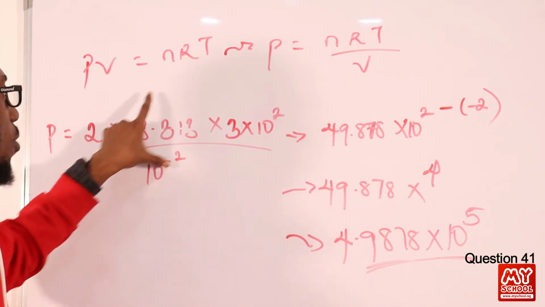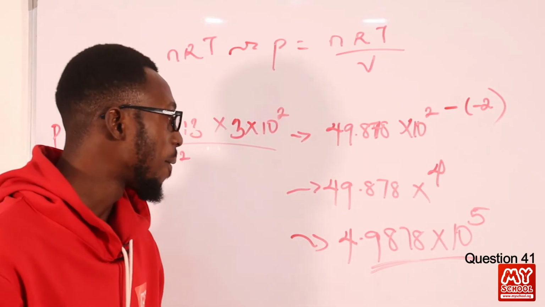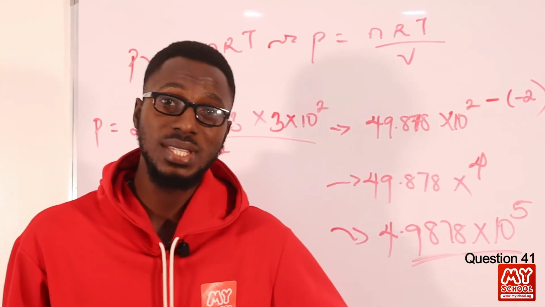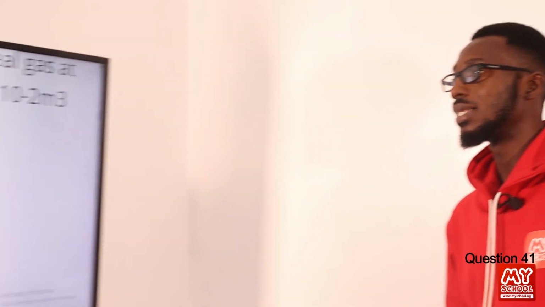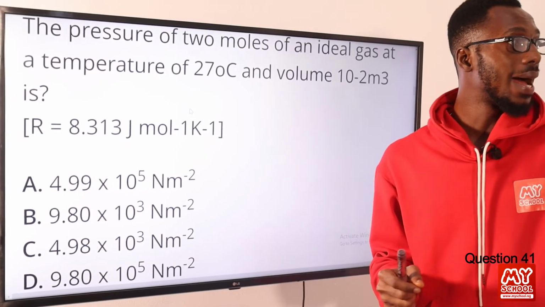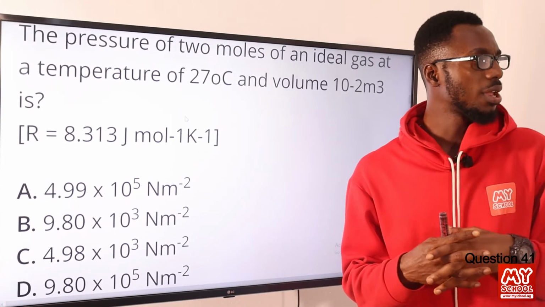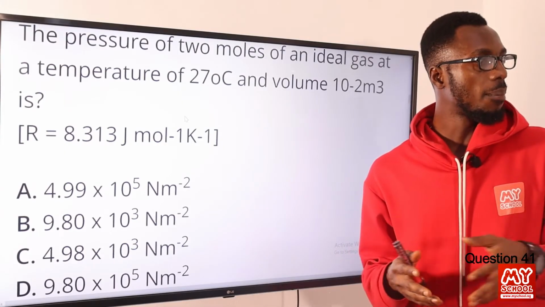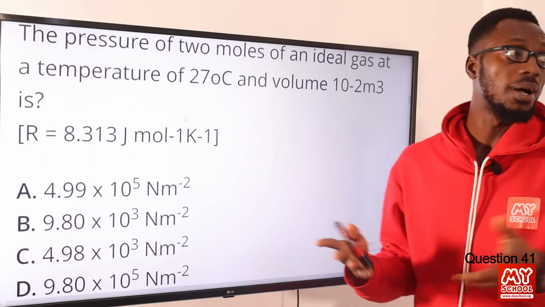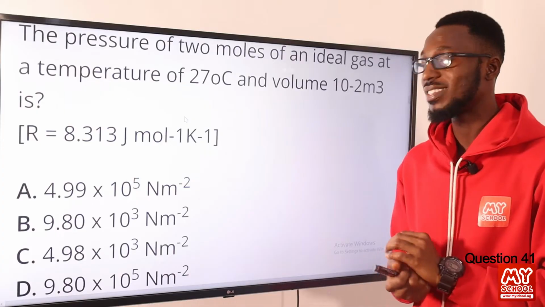Okay, you can just punch your calculator from here, then you should get something like this. All right, so we have 4.9878 times 10 raised to power 5, converting it to standard form. So let's go back to the screen and see if we have that. Okay, so we have 4.9878. If I want to compress it, that should give me maybe 4.99 thereabouts. Yeah, 4.99 times 10 raised to power 5. So option A is the correct option.